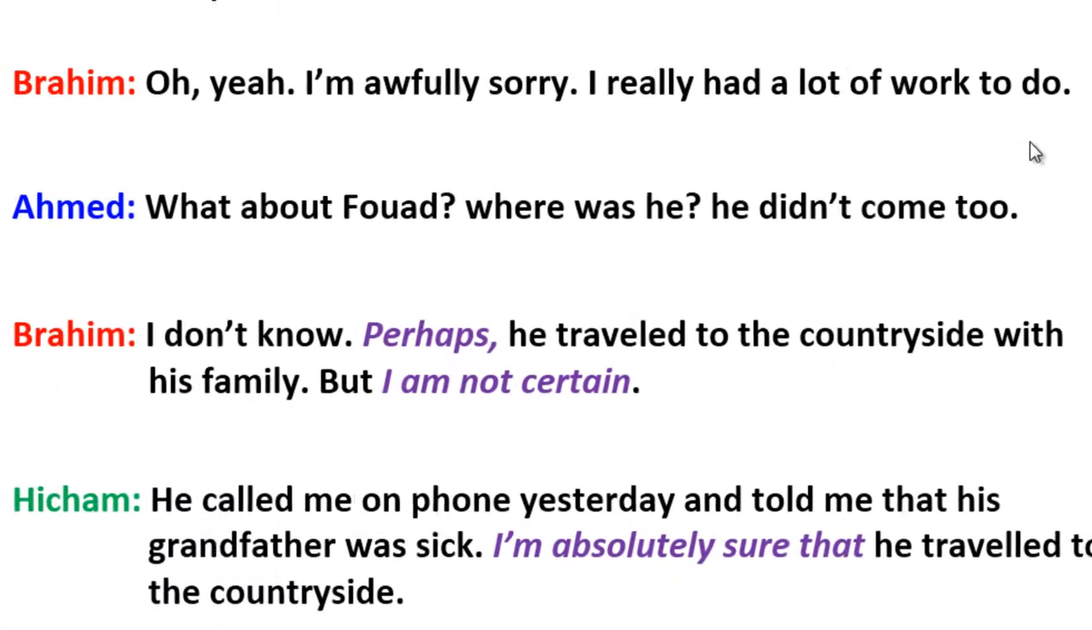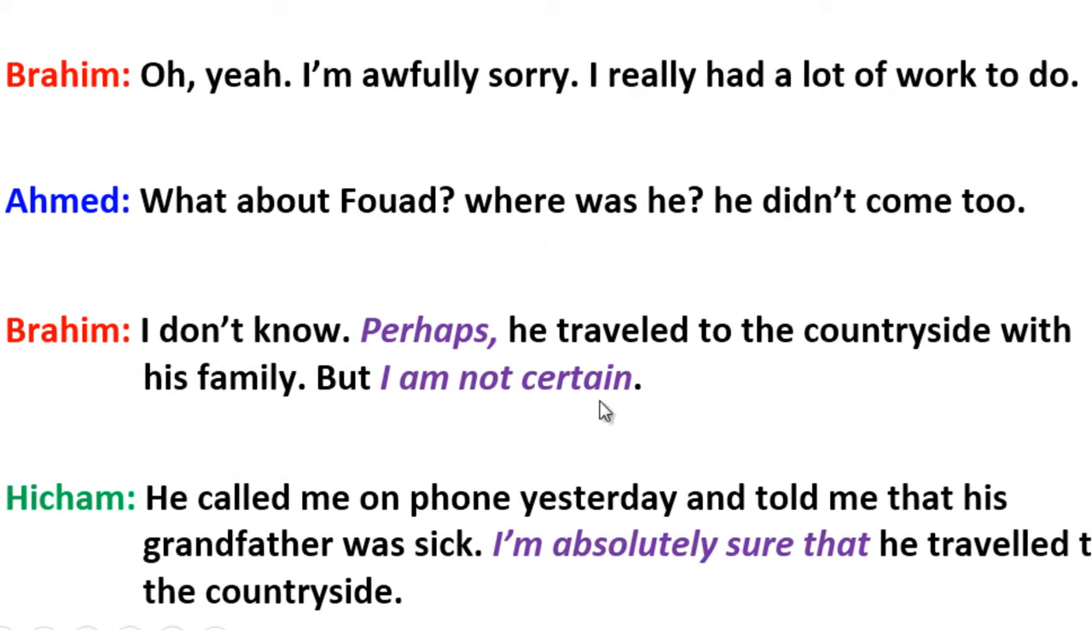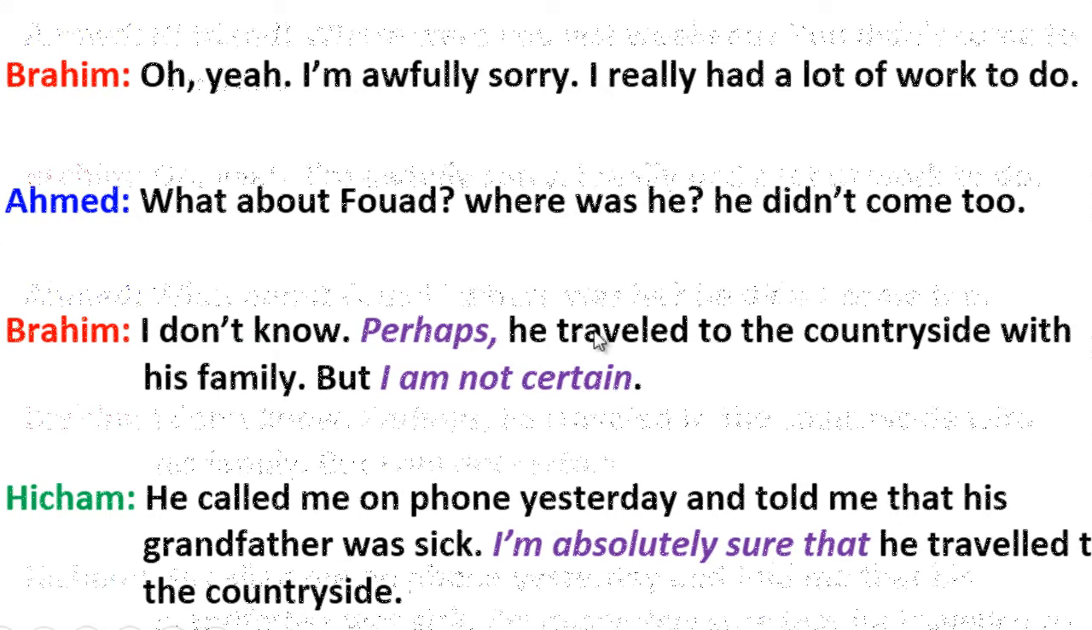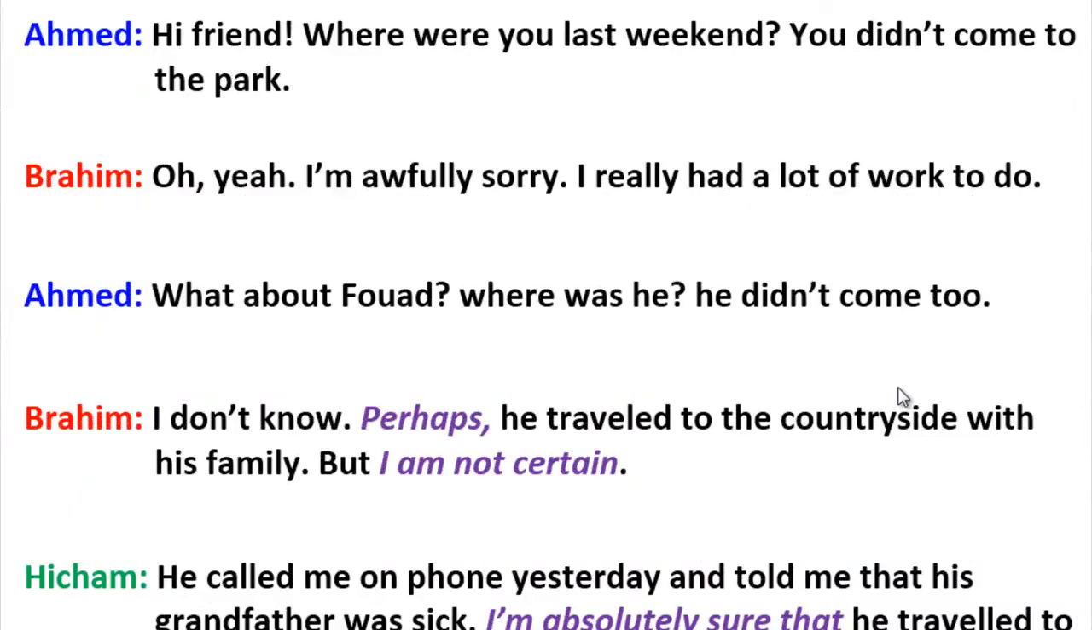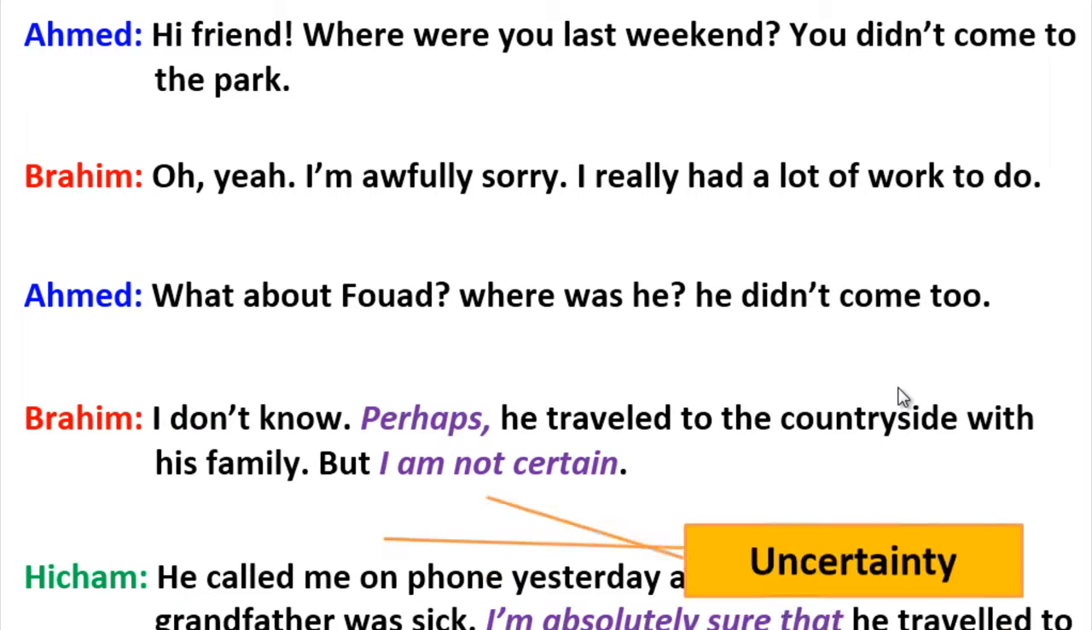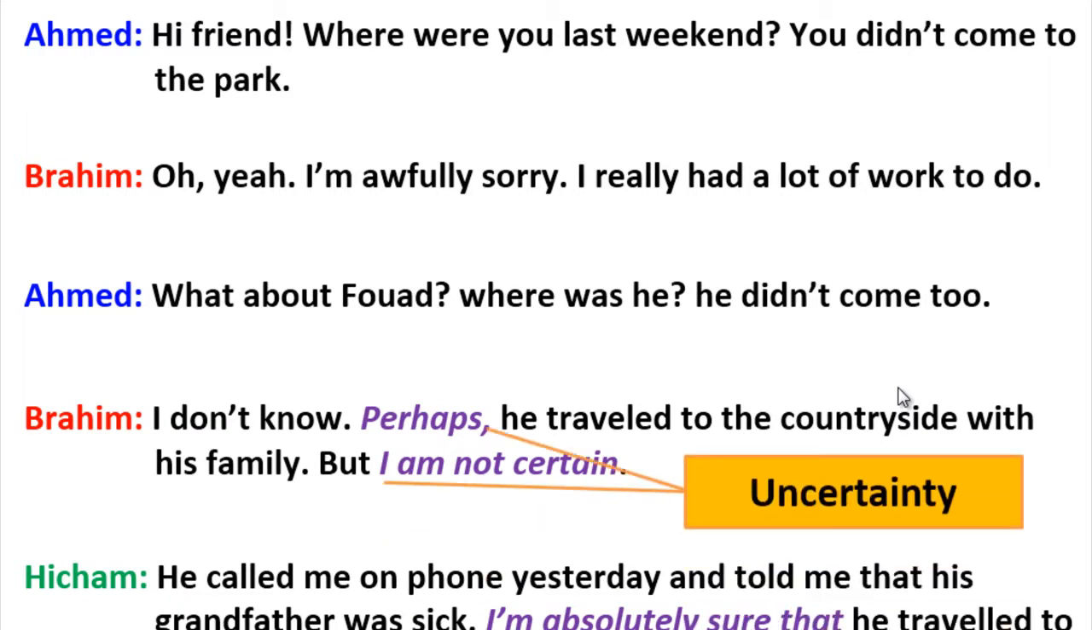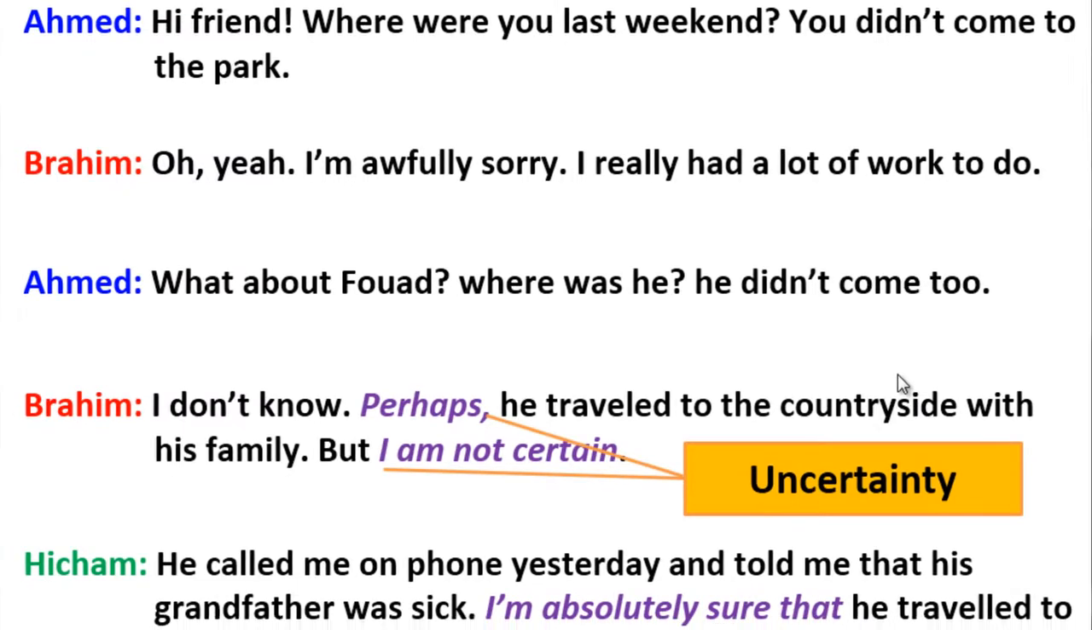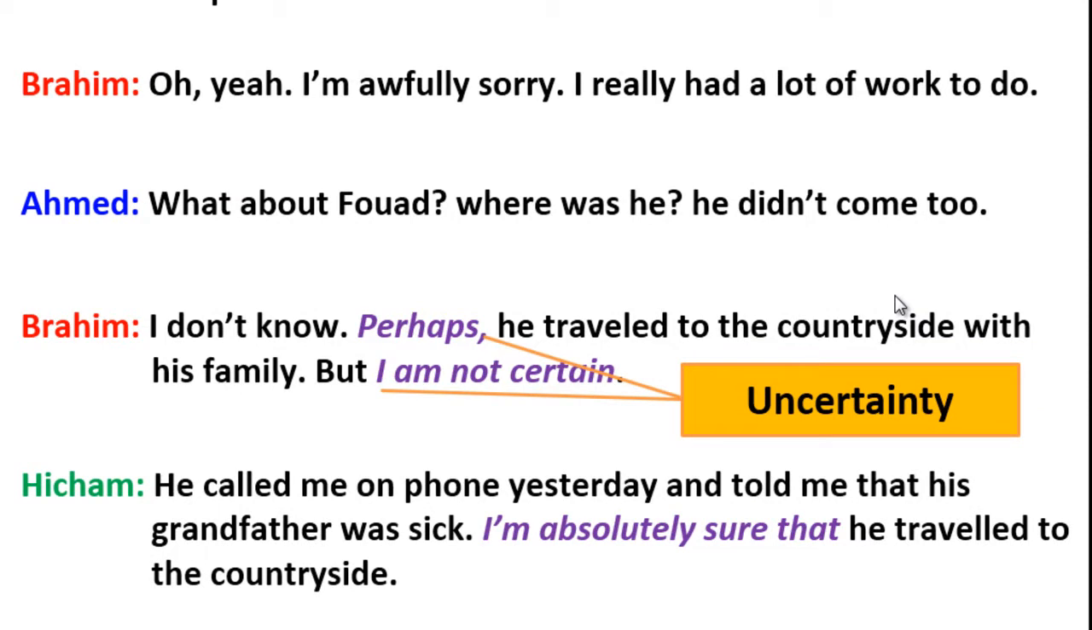So consider Ibrahim's speech. I don't know. Perhaps he traveled to the countryside with his family, but I'm not certain. Here, Ibrahim used the expressions perhaps and I'm not certain to express uncertainty, or to show that he was uncertain about the fact that Fuad traveled to the countryside with his family. As for Hisham, he used the expression I'm absolutely sure that to express that he is certain about the fact that Fuad traveled to the countryside.